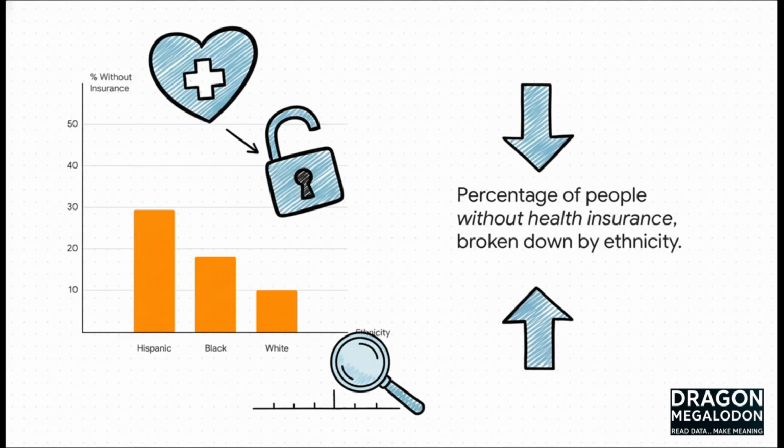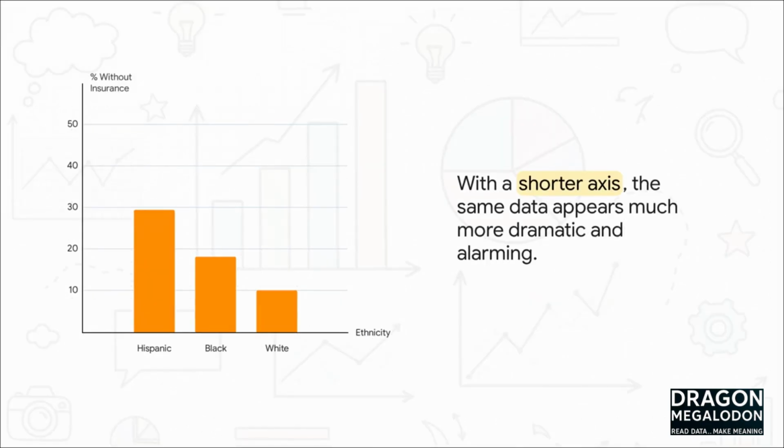Now, take a look at the vertical axis, the scale. It goes from 0 to 35%. The differences between the groups seem pretty clear, right? Okay, but watch this. We're using the exact same data, but we're just going to shrink that axis so it only goes up to 30%.